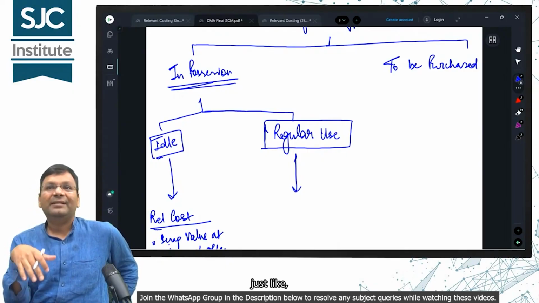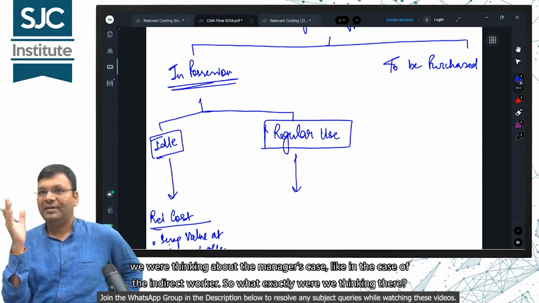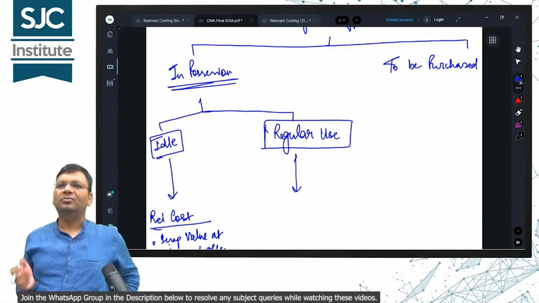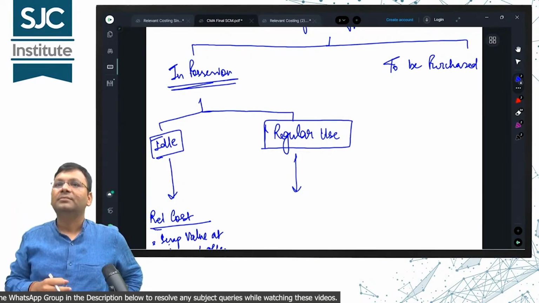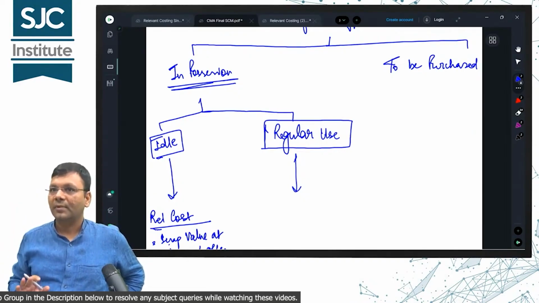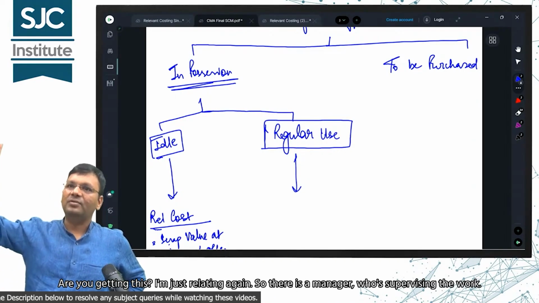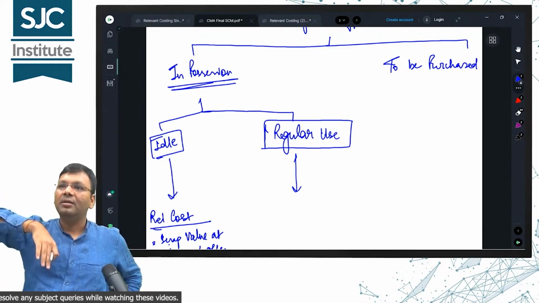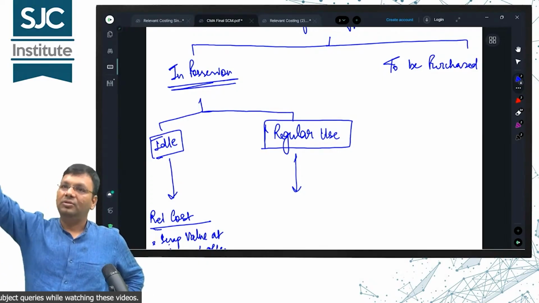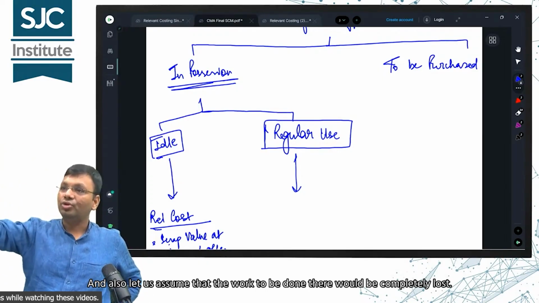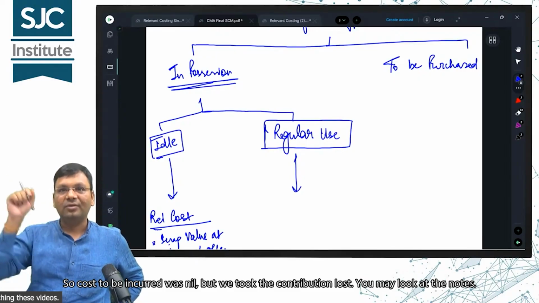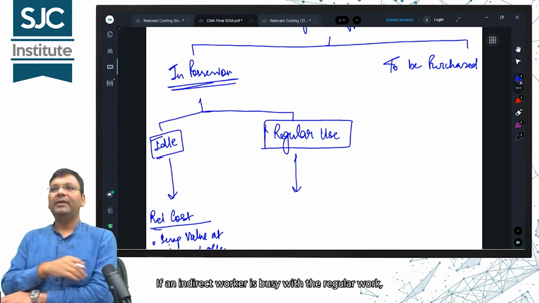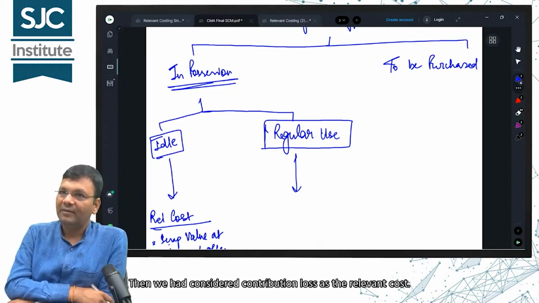Now, just like we were thinking about the manager's case, like in the case of the indirect worker. So what exactly were we thinking there? Ask a man to be here from there. Salary is a committed cost. Just take the contribution loss. Are you getting this? I'm just relating again. There is a manager who's supervising the work. Now let's say he leaves his work there and comes here to supervise or to inspect. And also let us assume that the work to be done there would be completely lost. So the cost to be incurred was nil, but we took the contribution lost. You may look at the notes. If an indirect worker is busy with regular work, then we had considered contribution loss as the relevant cost.